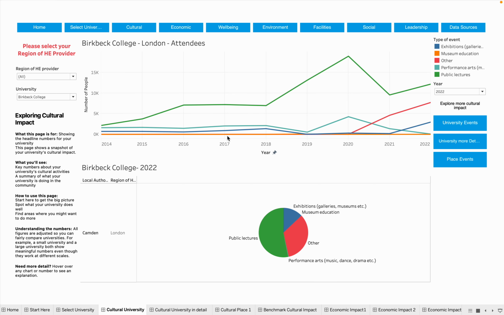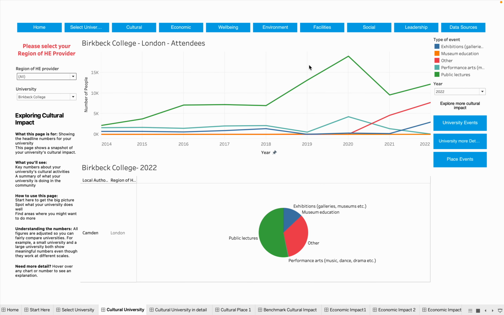What we see in cultural impact is a series of metrics, their yearly trends and their distributions relative to each other. Here you can see on the left where our university is selected, but if for any reason you have switched between universities, you might want to select your local authority again. And here on the left, you can see guidance information about how to make the most out of this page.